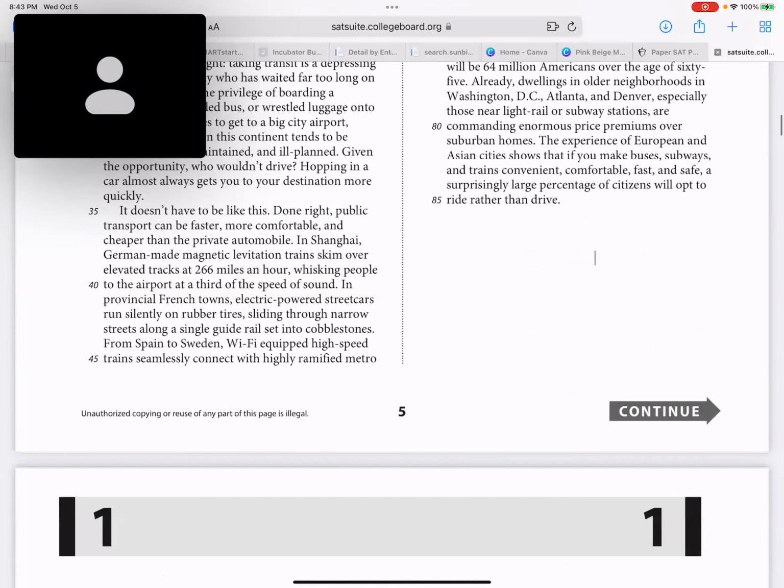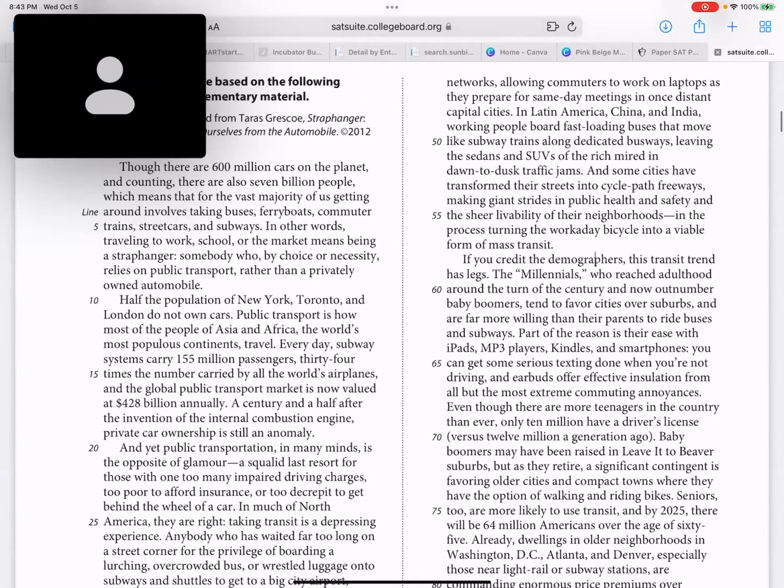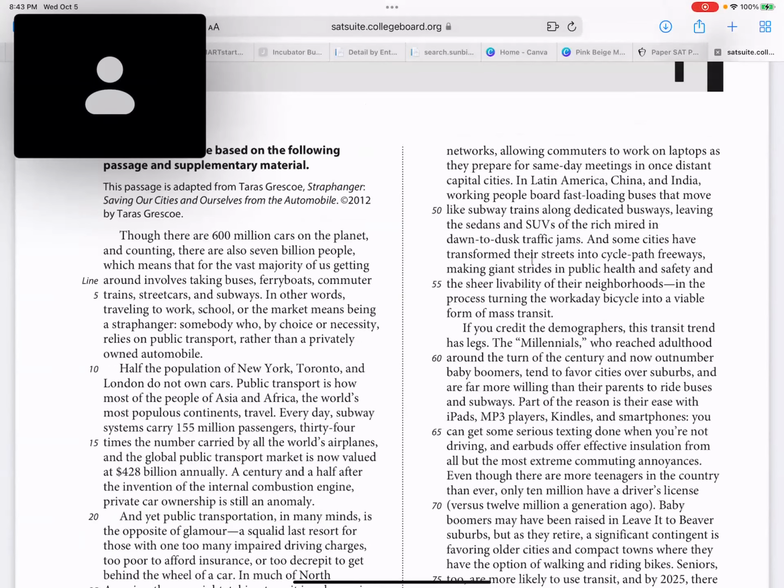Attribute, okay. So this one we may have to dip into the last paragraph a little bit. Let's see. In some cities, in the process, turning the holiday bicycle into a viable form of mass transit. So that is the thing that has been said, right? That is the thing that we are either attributing or believing here, right? Is that bicycle, that personal and public transport, other than automobiles and stuff, is a viable means of mass transport, right?